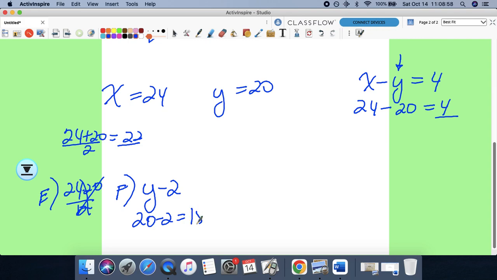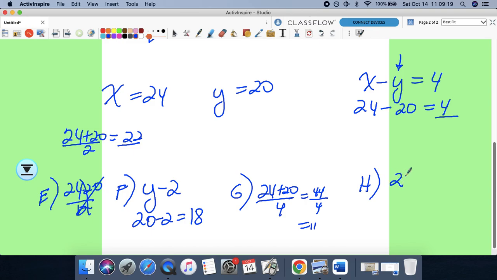18. And then G is x plus y, which is 24 plus 20 divided by 4. That's also not going to go because it's 44 divided by 4, which is 11. But H, x plus y plus 4 divided by 3, that's 24 plus 20 plus 4, which is 48. 48 divided by 3 is 16. So this one's going to work.